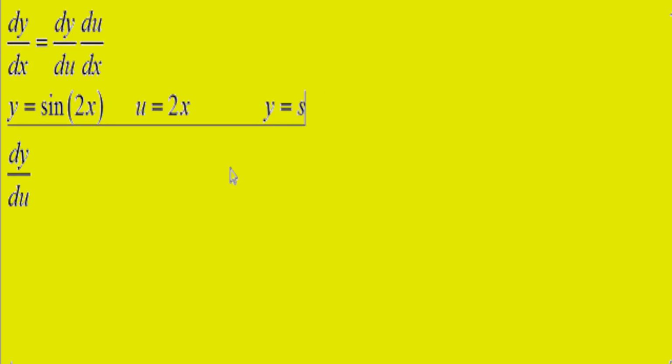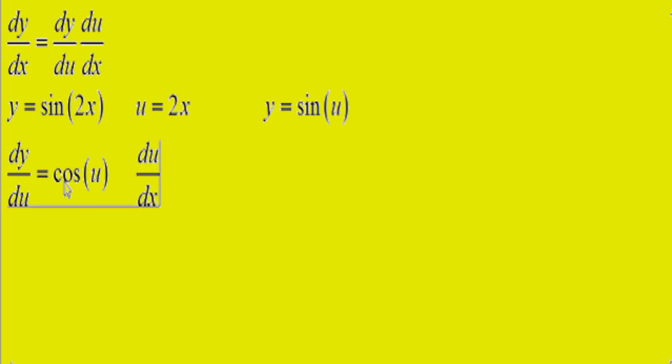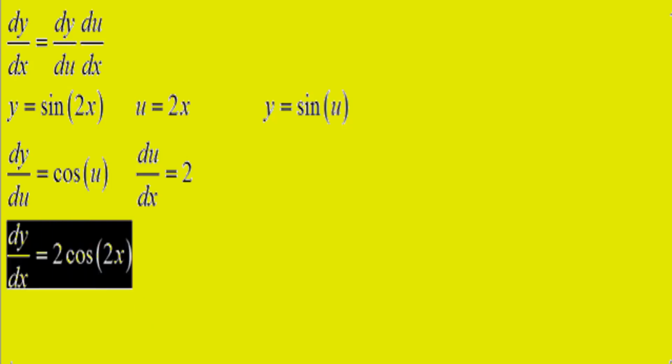This is going to be sine of u, right? Because u is 2x. So dy/du is just cosine of u, and du/dx is just 2 because the derivative of 2x is 2. Now you follow this formula, multiply together, and you get 2 cosine of u, but u is 2x, and that's your derivative, dy/dx. Not too bad at all. It's basically the same thing.